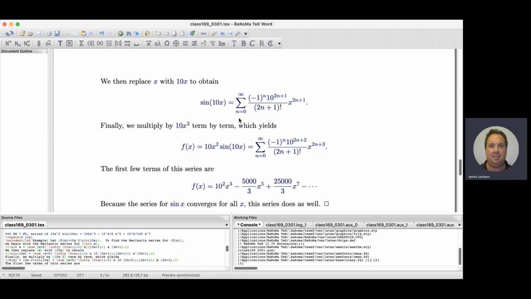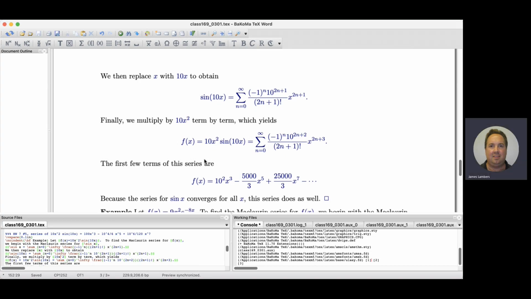Now, the series for sine x converges for all x. So replacing x by 10x, in general, that does change the radius of convergence. But because the radius of convergence is already infinity, it's still going to be infinity. Multiplying by an expression like this, constant times a power of x, in general, does not change the radius of convergence. So because the series for sine x converges everywhere, this series does too.